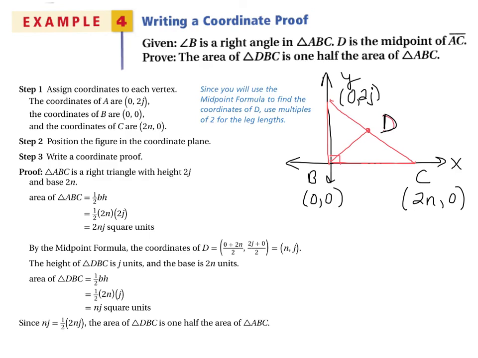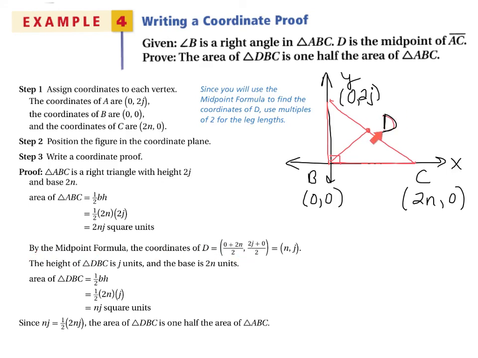I've actually written out all of the steps. We're going to explain these. So step 1, I've already explained to you what I did with all 3 of these. Step 2 is position the figure, which I did. So now I'm going to write my proof. We're going to say triangle ABC is a right triangle, and it has a height of 2j and a base of 2n. So then we just say what the area is. The area of triangle ABC will be 1/2 base times height. So 1/2 base, which is 2n, times the height, which is 2j, and if I multiply that, that gives me 2nj square units. Now you're like, what in the world is that? Because at the end, you're going to see what's going to happen.